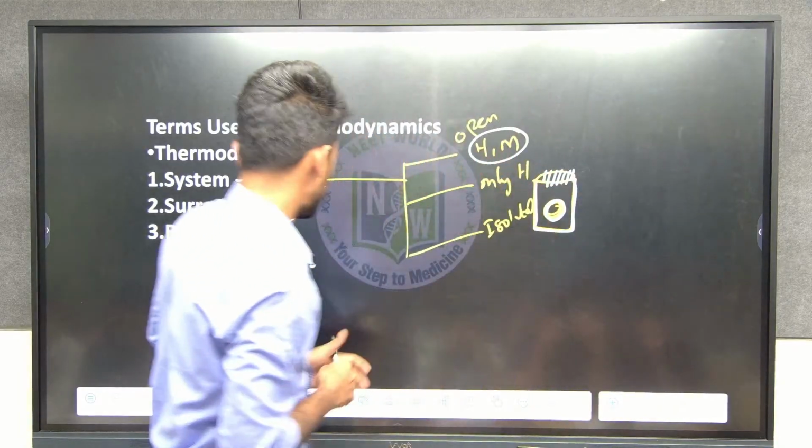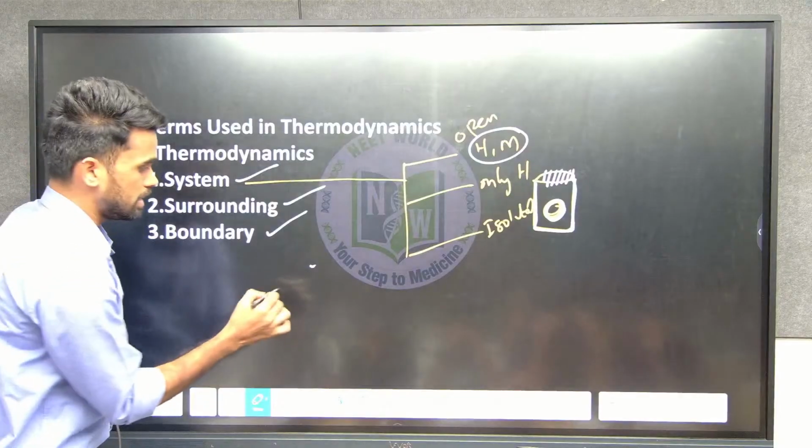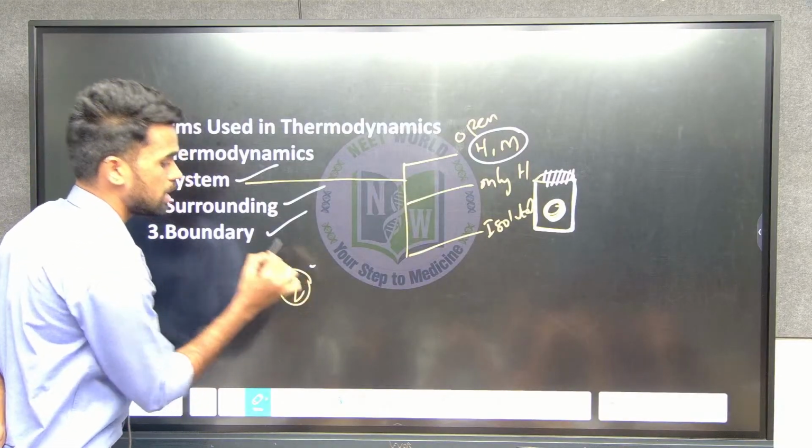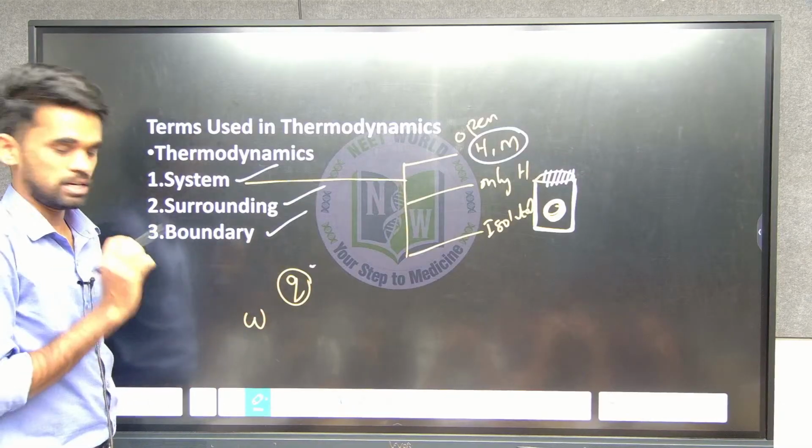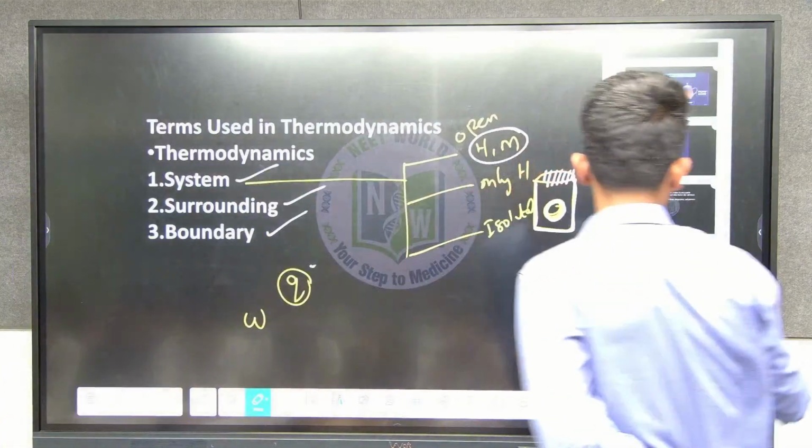Okay, so when I say heat, what am I saying? Heat. Heat is indicated with the symbol Q. Now something called work is indicated with W. Okay, so let us move forward a little.